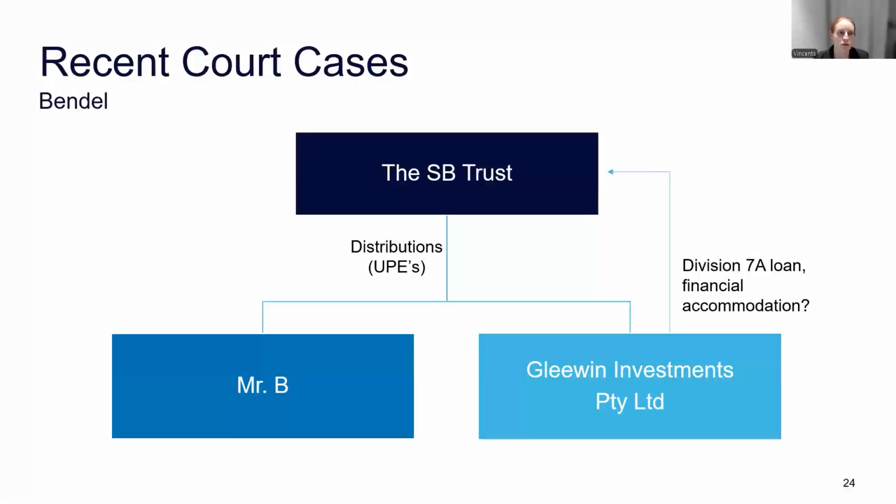So a quick diagram for those who like pictures. We've got the SB Trust, who made distributions to Mr. B and Gleewin Investments, which remained unpaid to Gleewin Investments. So there was a UPE there. And then what you would think would happen is that UPE gets converted to a Division 7A loan because it would be considered to be financial accommodation, but that was the question, that is the question in this case.